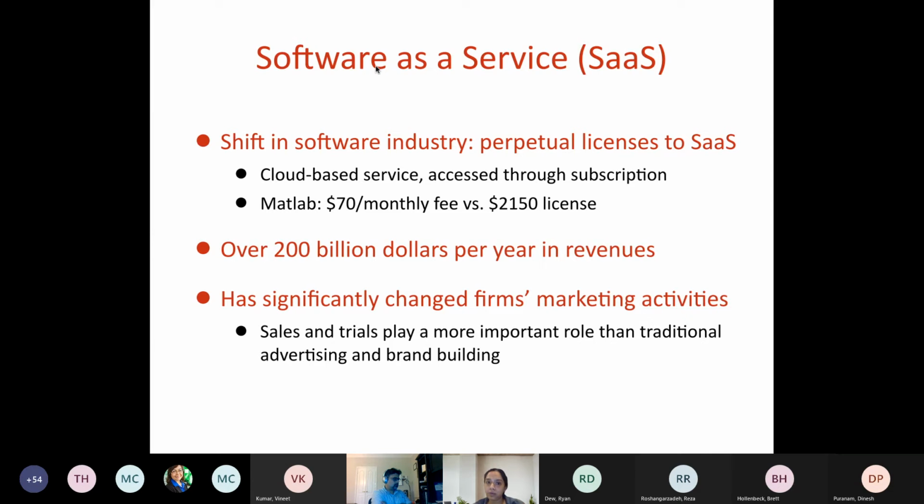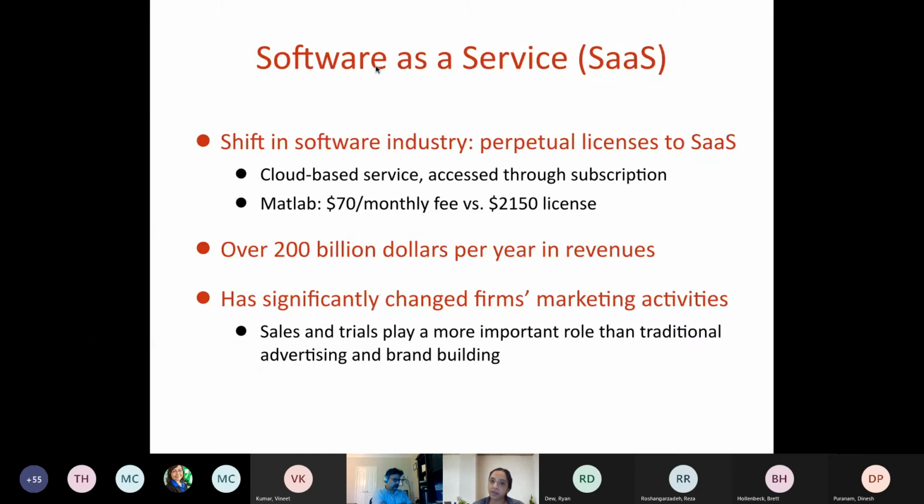And now this SaaS market has grown quite a bit, and it's over $200 billion per year in revenue. It's over 2.5 times of what it used to be 6 to 7 years back. That's good.